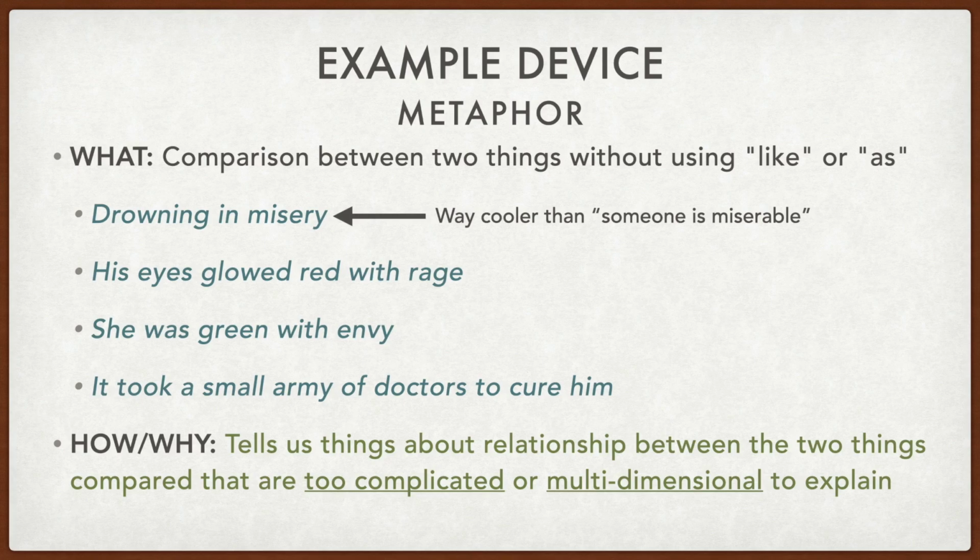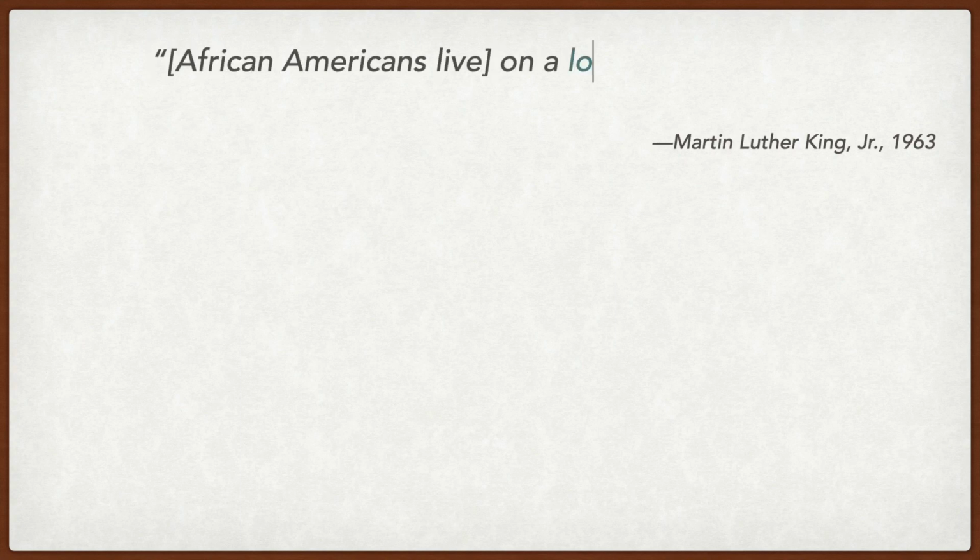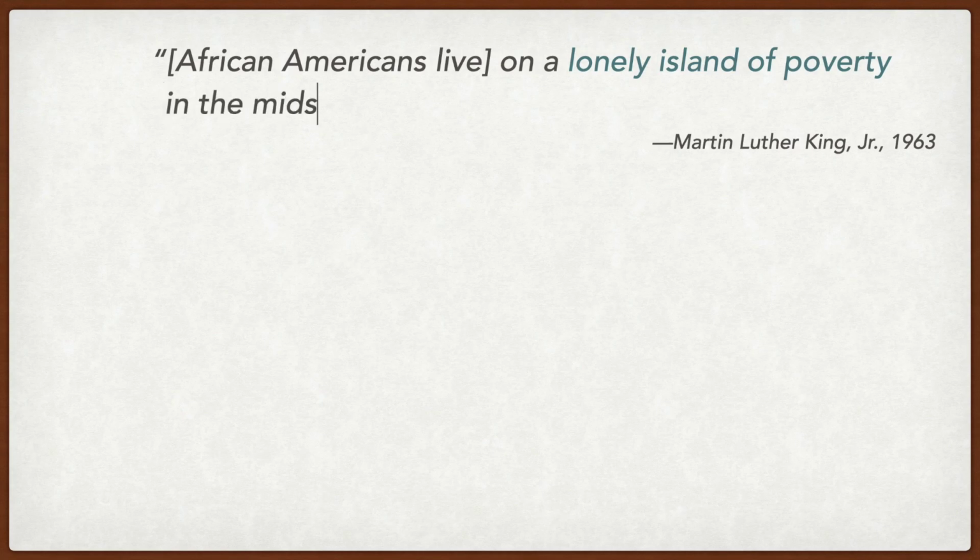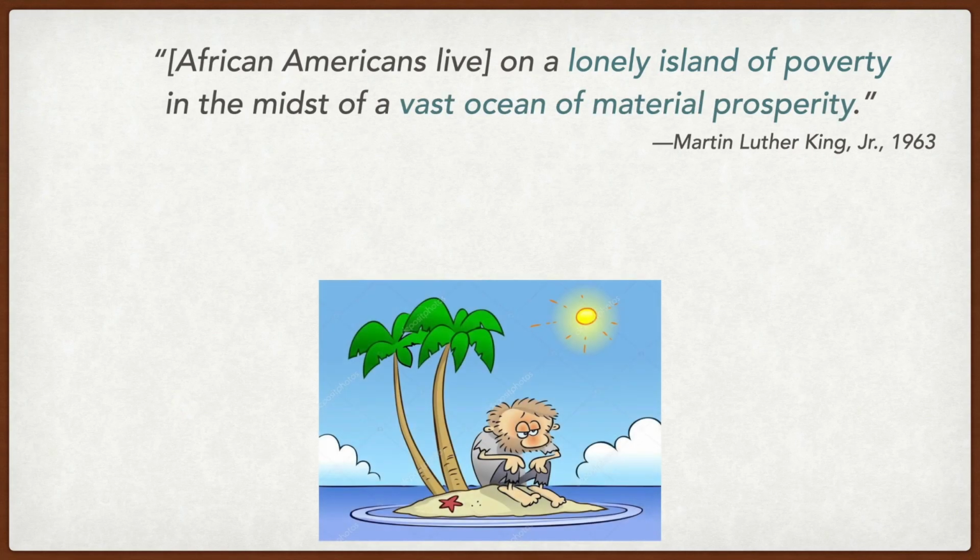For a really, really good example, let's look at one of my favorite speeches, which is Martin Luther King's I Have a Dream speech, in which he talks about the plight of African Americans and the fact that they live on a lonely island of poverty in the midst of a vast ocean of material prosperity. Before we get to analyzing what the metaphor adds to the story, why did Martin Luther King use the metaphor here?